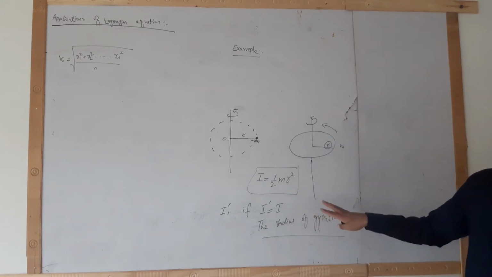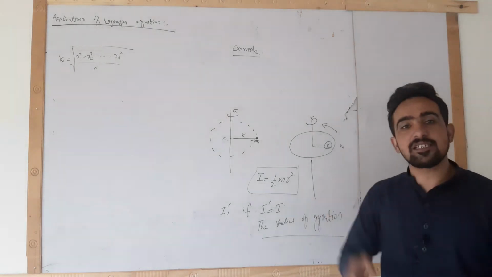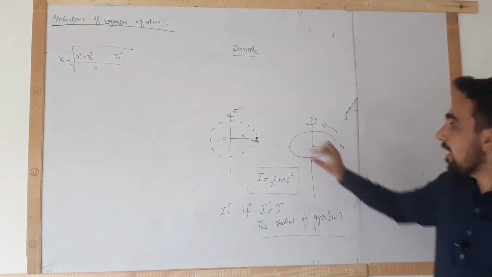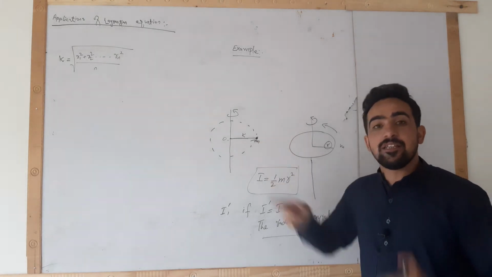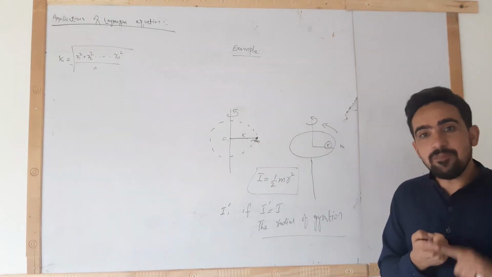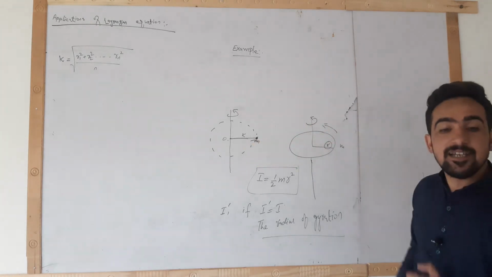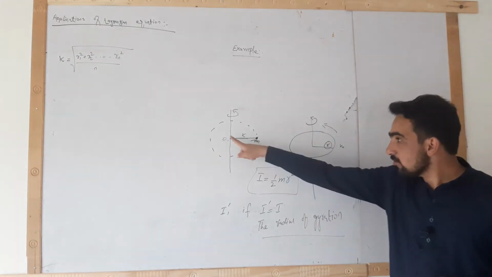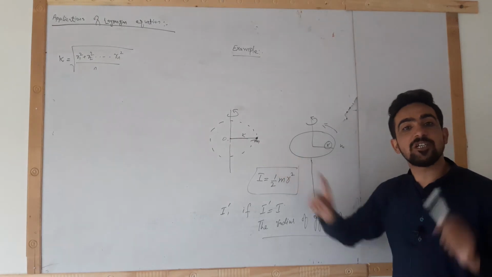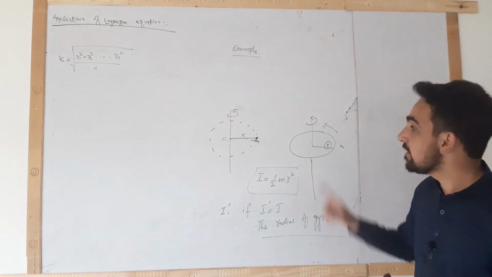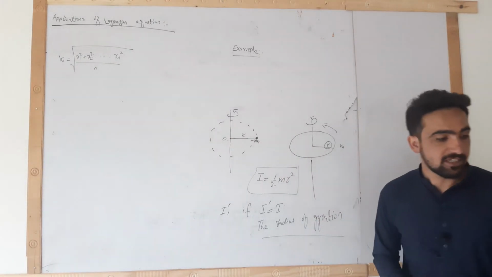So, in all this discussion, if a body's mass is supposed to be concentrated at one point and the moment of inertia becomes equal to the original body's moment of inertia, then the perpendicular distance from the axis of rotation to that point is called the radius of gyration.